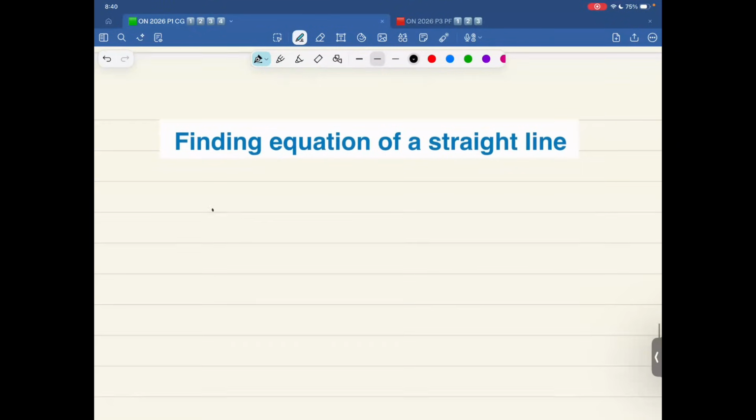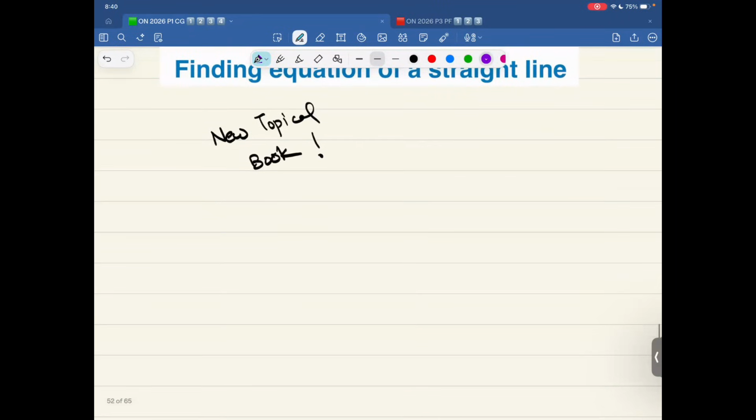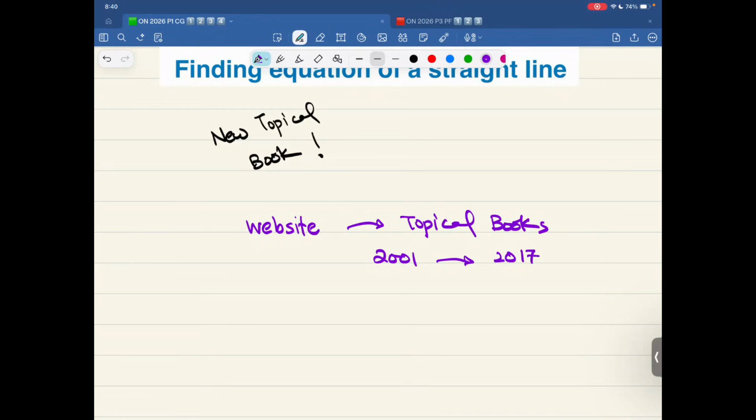Now, from the new topical book, let me try out some questions. First of all, keep in mind, on the website, there are topical books, and they are also very important. They are from 2001 till, I think, 2017 or something. And they are free to access. And of course, download it, view it. I'll be giving some questions from there.